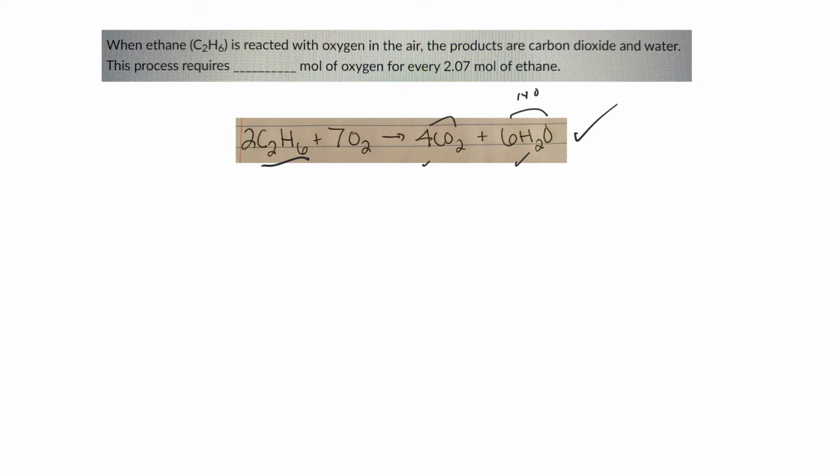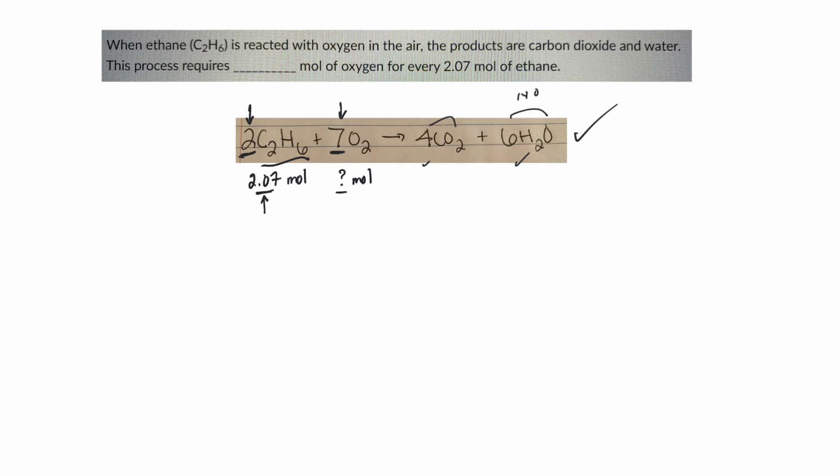So then the question says, how many moles of oxygen, I'm just going to put a question mark and a moles here, are required for every 2.07 moles of ethane. And so what you need to do is just take a look and say, well, I've got 2 moles of this, it requires 7. So if I have 2.07, then it's got to be just barely over 7, right? Because if you have 2 moles of this and it requires 7, so if you have just over that, it's got to require just over that.